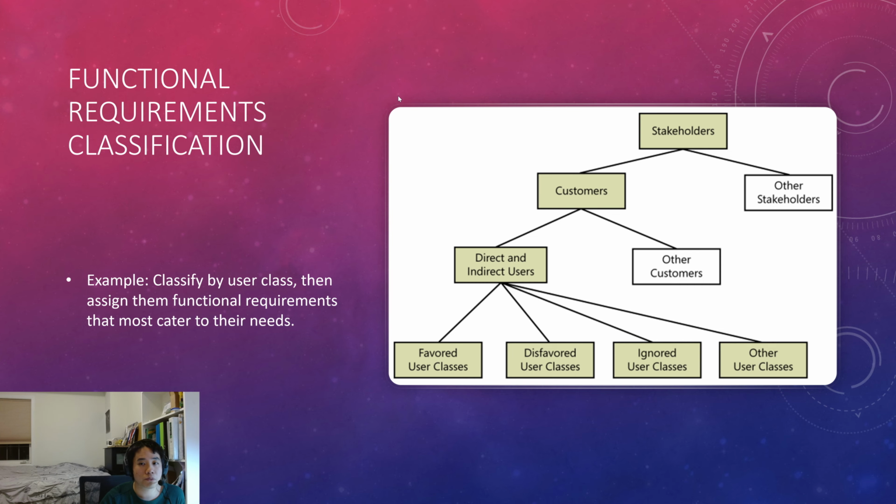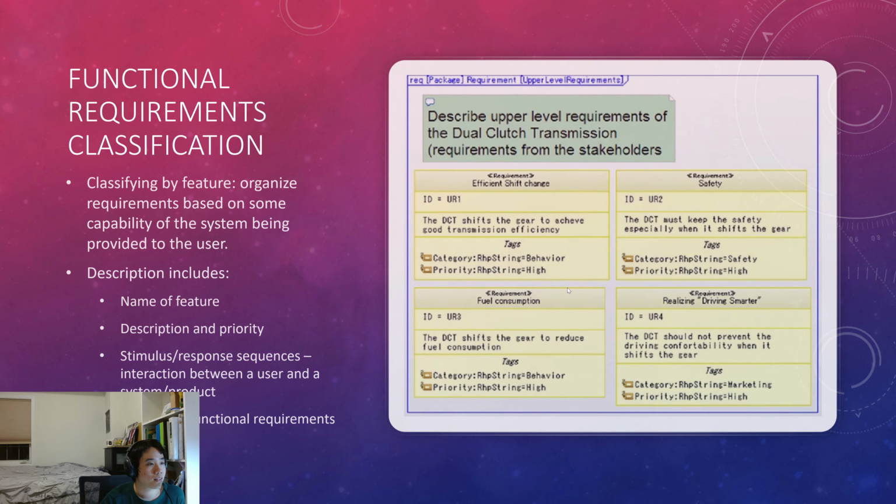Here is an example on the right side. We can also classify by feature. Here is how one can do it on the right side. When you're classifying by feature, make sure that your feature's description includes its name, its description and priority, how a user or some kind of system can interact with it, and also its associated functional requirements.